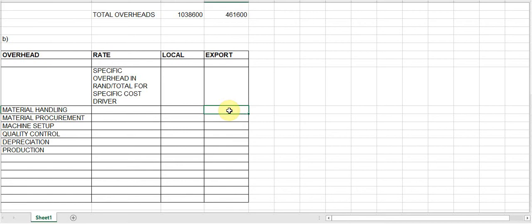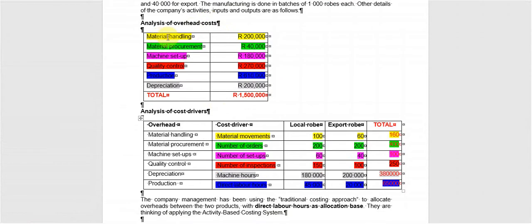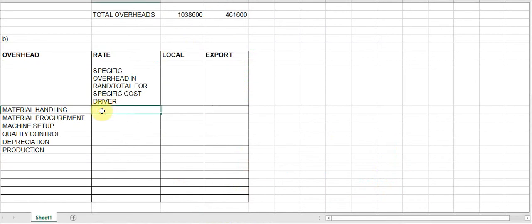Sometimes when we explain accounting in words, it's very abstract. So instead of just explaining, I am going to show you where to find the information. So I'm going to start with material handling, and that one was yellow. So I'm going to take the 200,000 rand and I'm going to divide it by the total of the cost driver that belongs to it, which is 160 material movements. So it's the 200,000 divided by 160. So I'm just typing it in. 200,000 divided by 160.